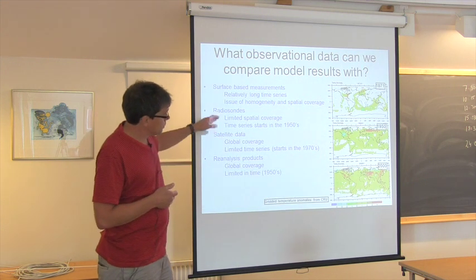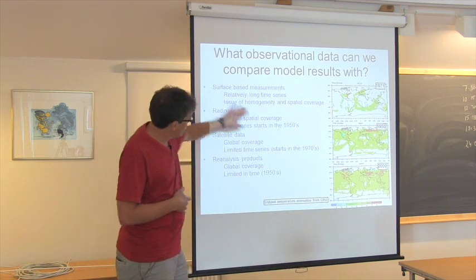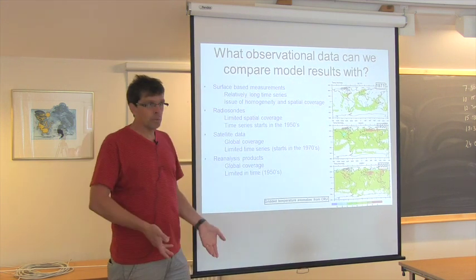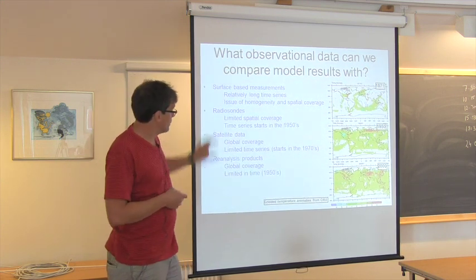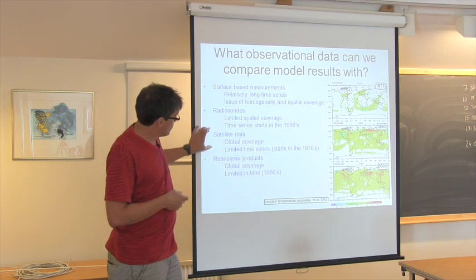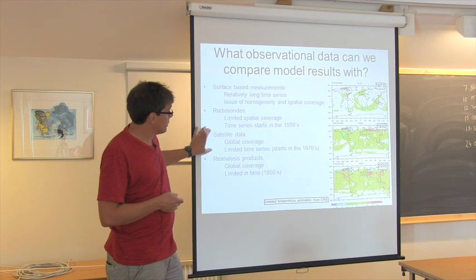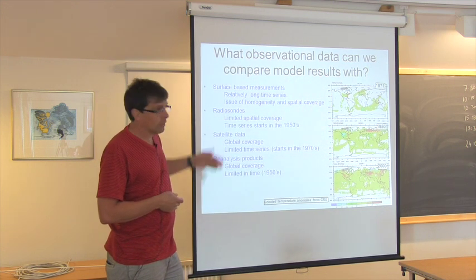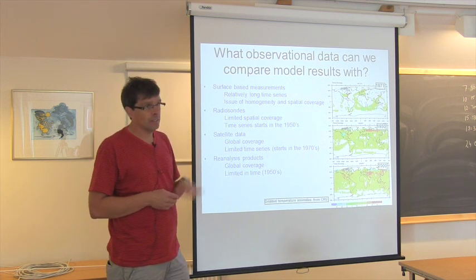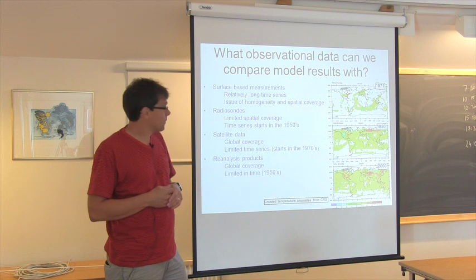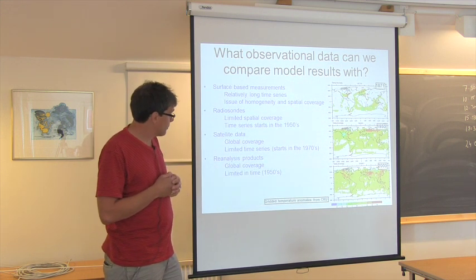Things have, of course, improved over time, especially when we get here. These are surface-based observations, but then there are other things like radiosondes, the balloons that we meteorologists send up in the air to collect information about what's up there. So these are in-situ measurements. But the remote sensing data is the big thing that happened at the end of the 20th century, giving global coverage of many of these properties. The problem is that the time series are still relatively limited. But we do have more data now to evaluate our models with.